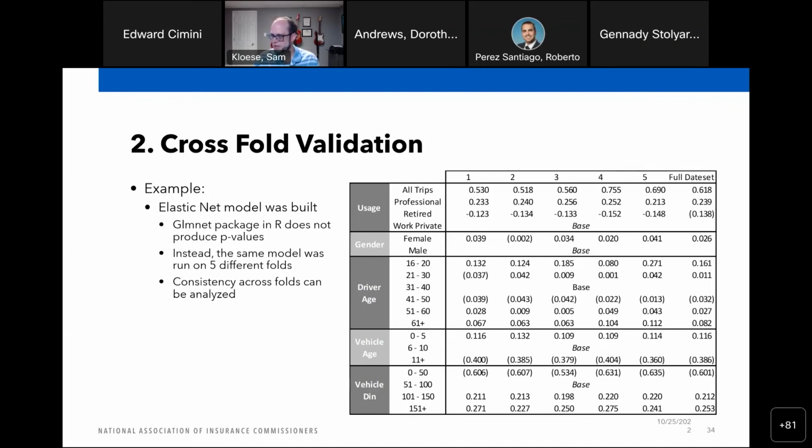And then to the next question. When I was doing these iterations of bootstrapping and also for the cross-fold validation, I was using the same predictors each time. Go to the next slide.